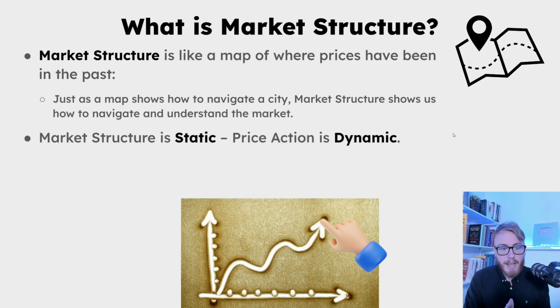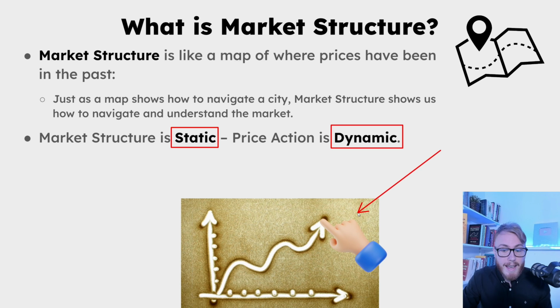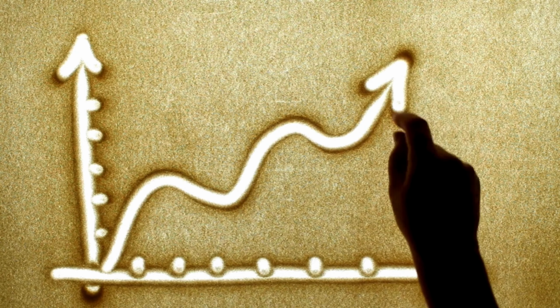And here, and this is very important, this is a super common misunderstanding about market structure. Market structure is static while price action is dynamic. So what do I mean by this? Well, I like to explain the difference between market structure and price action by an analogy where you draw a line in sand like this image right here. So just imagine that you are drawing a line here in sand.